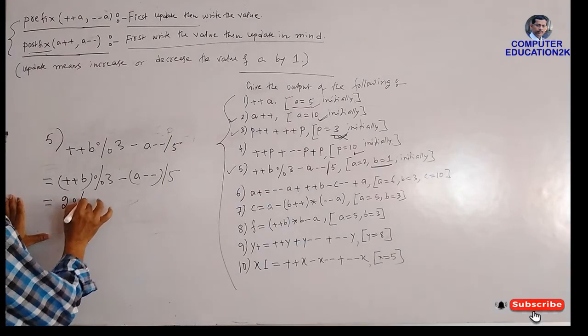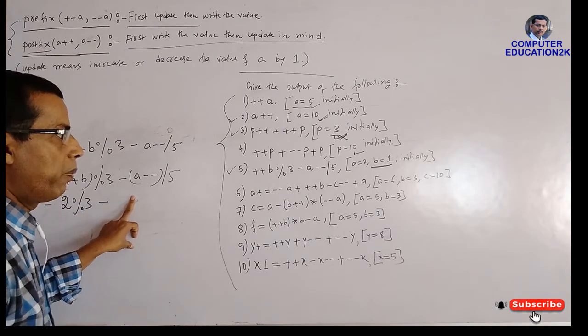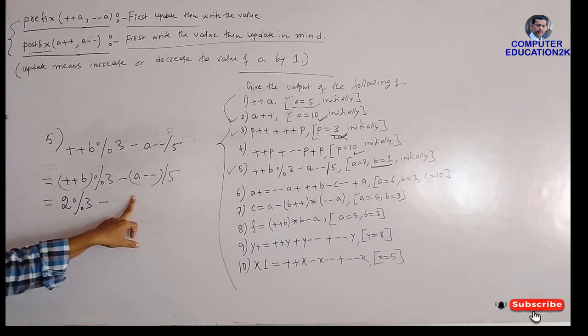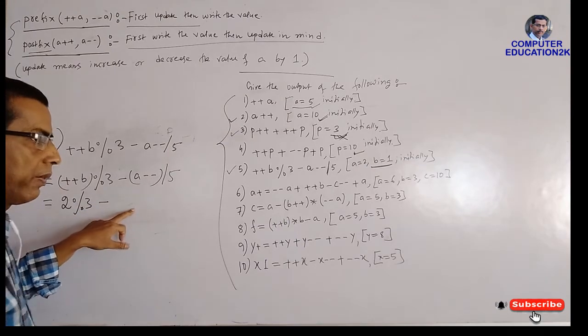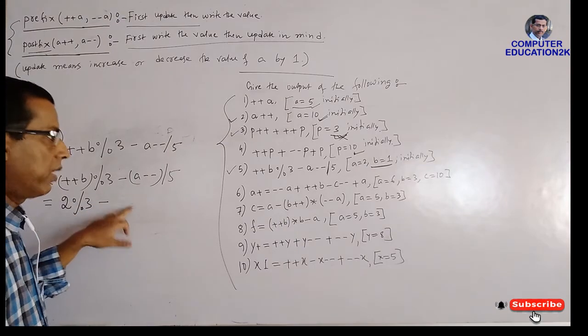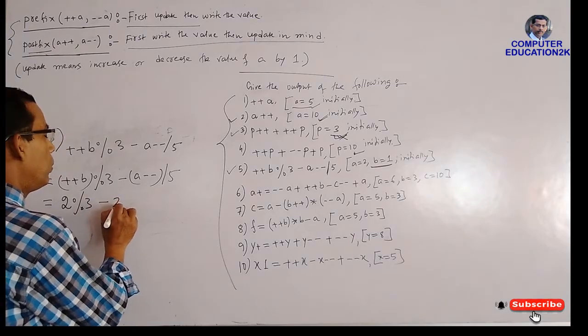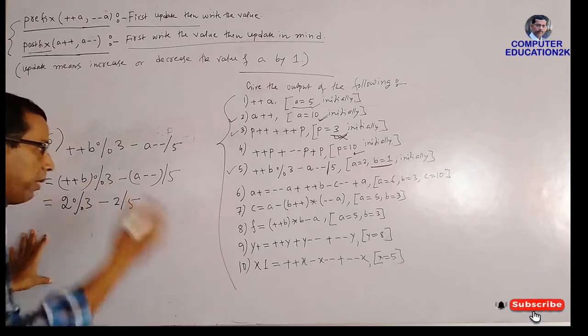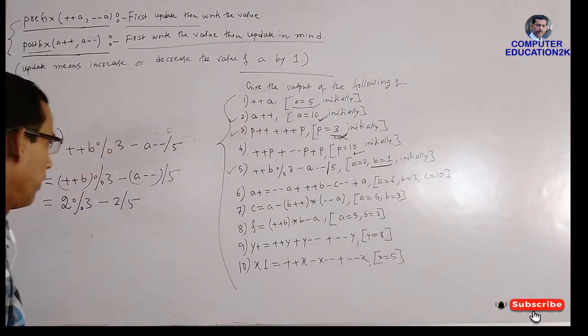Then modulus 3 minus, then A--. What is the value of A? A is 2. This is the postfix, and in postfix, first write the value, then update in mind. First write the value. What is the value of A? A is 2. So I will write 2 divided by 5, and in mind it has become 1. But nothing is here, so we will not write anything.